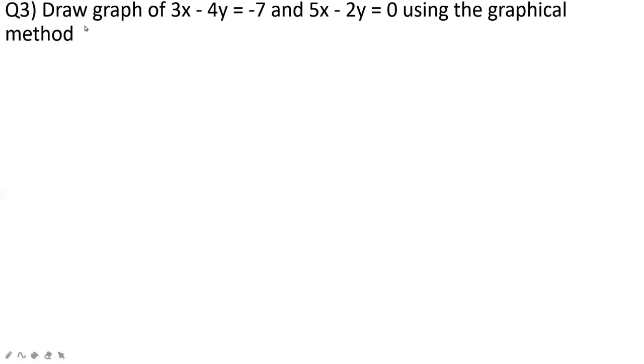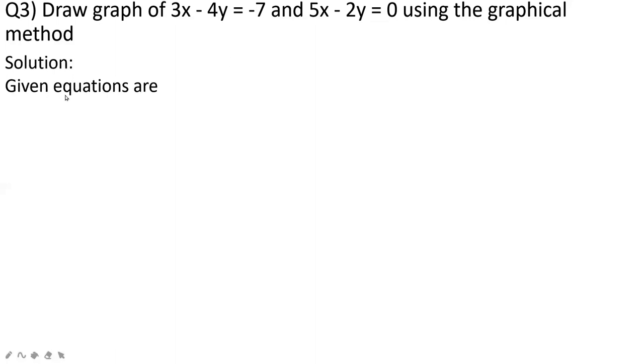So the question is, draw graph of 3x minus 4y is equals to minus 7 and 5x minus 2y is equals to 0. So now these equations are such that you will always get fractions only. So in such questions, you cannot avoid fractions. So you will have to take fractions over here. So let us start the solution.